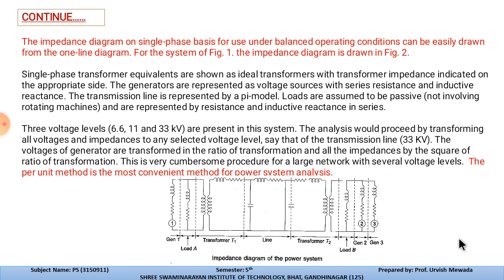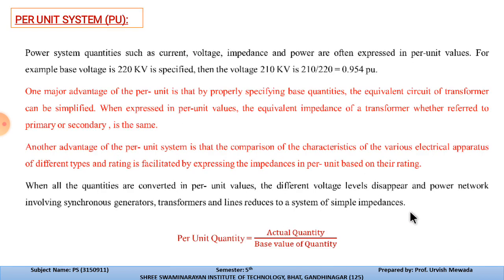So let us discuss the per unit system. Basically in power system, quantities such as current, voltage, impedance and power are generally expressed in terms of the per unit value. So for example, base voltage, say 220 kV, is specified. Then the voltage 210 kV is 210 by 220, say 0.954 per unit.